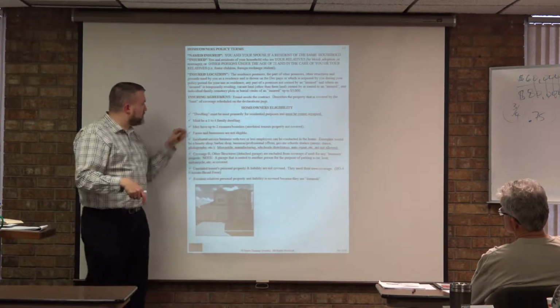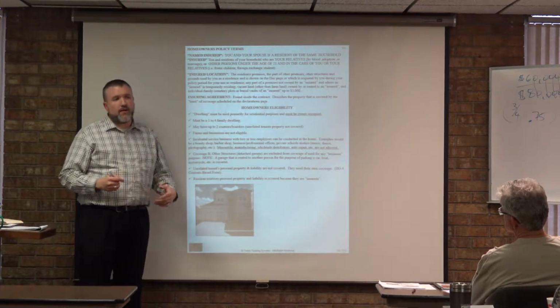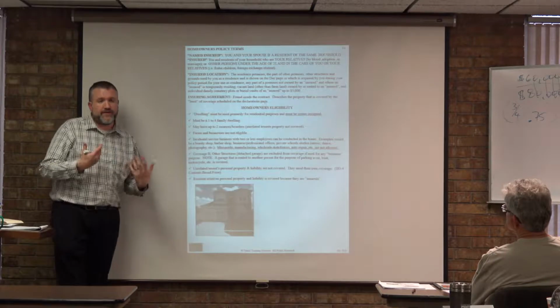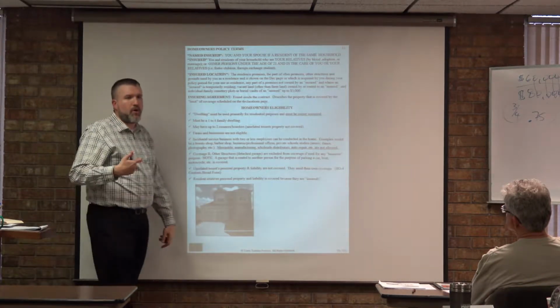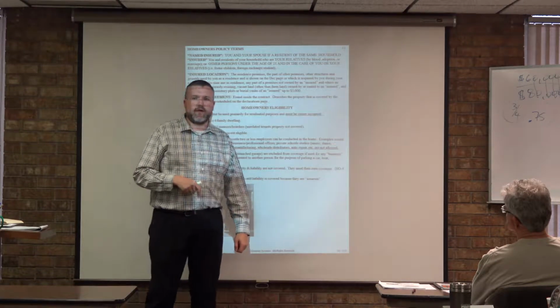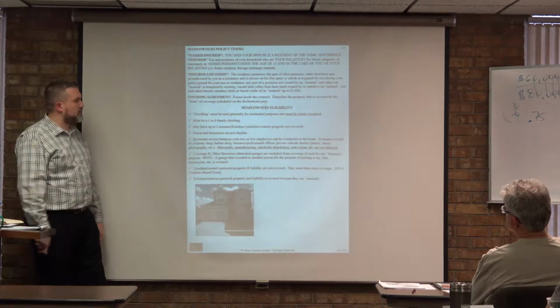Okay? Number two, has to be a 1 to 4 family dwelling. Why can't it be anything more than that? Why can't I have 5 families living with me even if it's a large house? Because you're becoming dangerously close to the legal definition of what an apartment is. Okay? So it has to be between 1 to 4 families in order for it to still be qualified as a homeowner's plan.